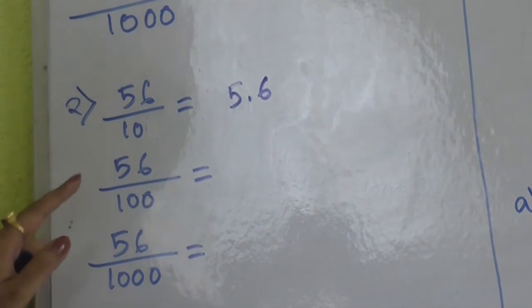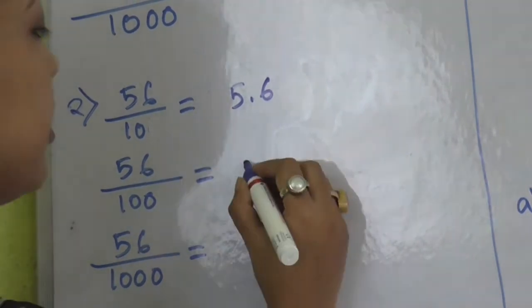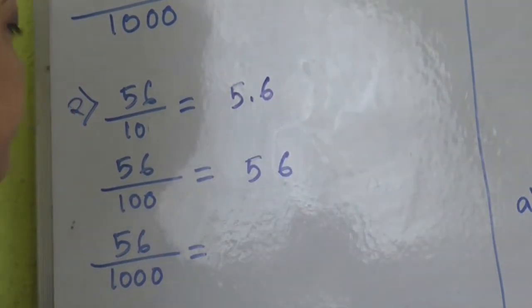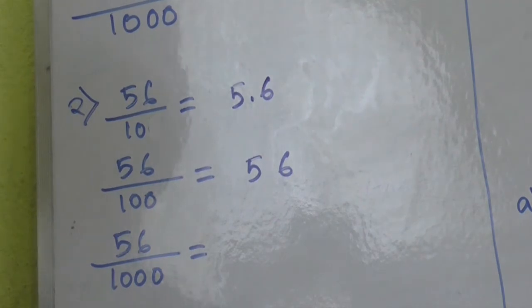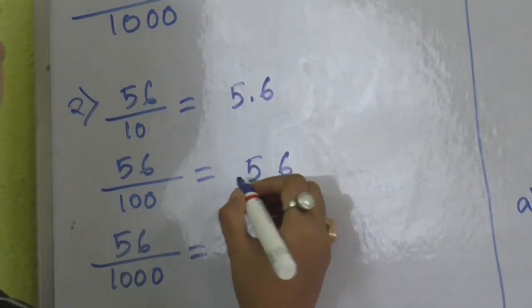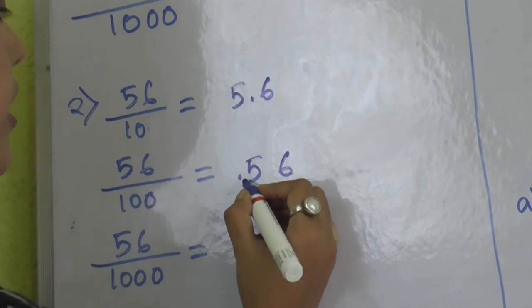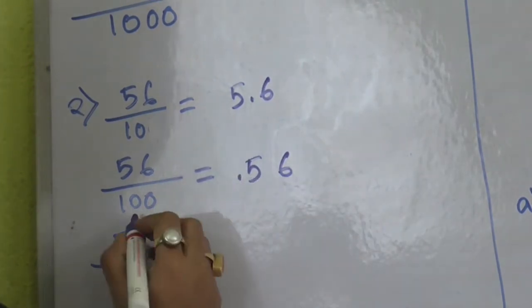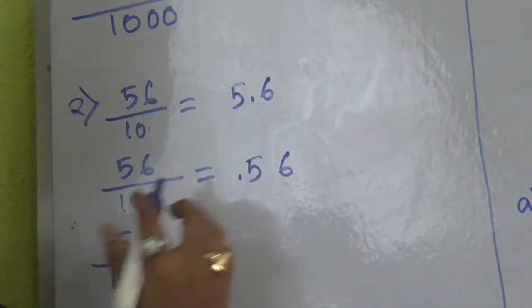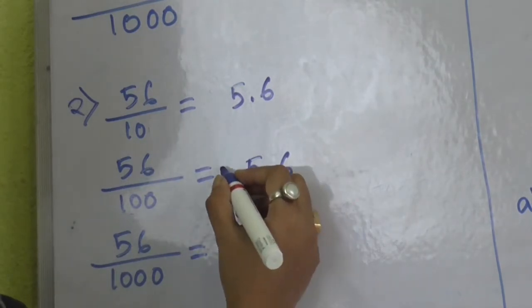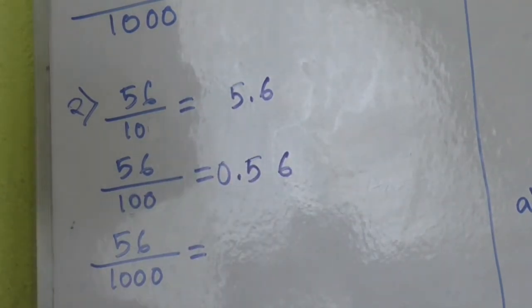Next is 56 by 100. Again you write this 56 as usual. Now in this case you put the decimal point before two digits from the right hand side, because 100 consists of two zeros, and on the left hand side of the decimal point you put 0.